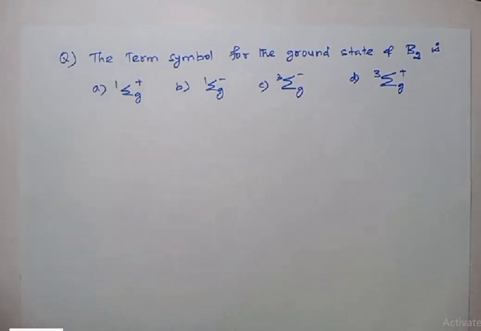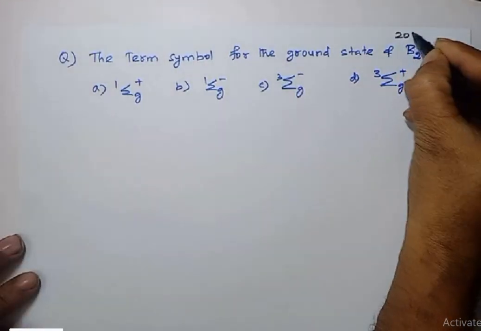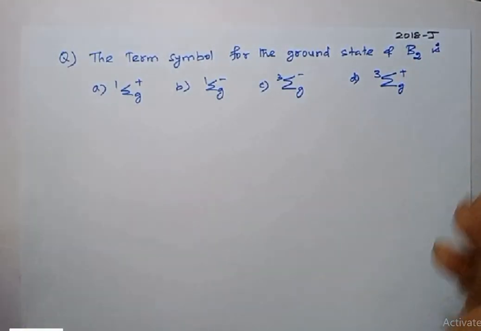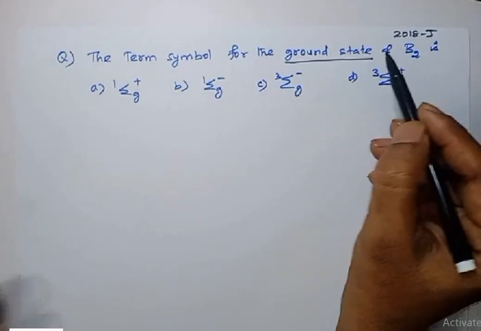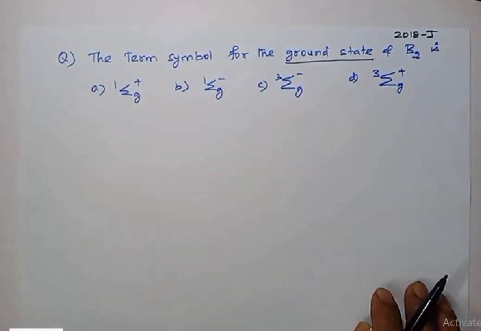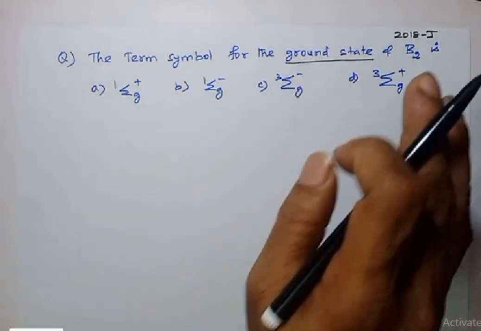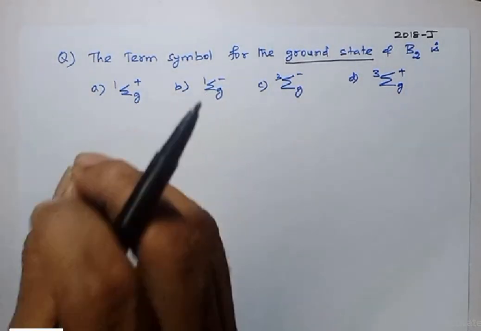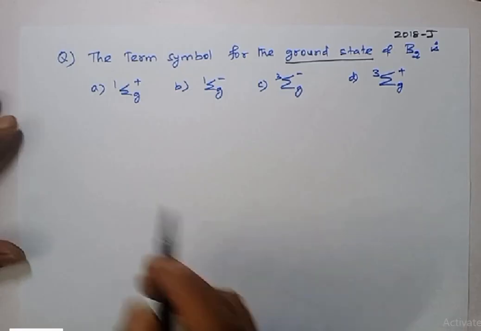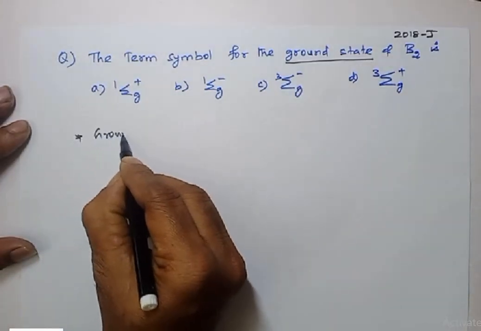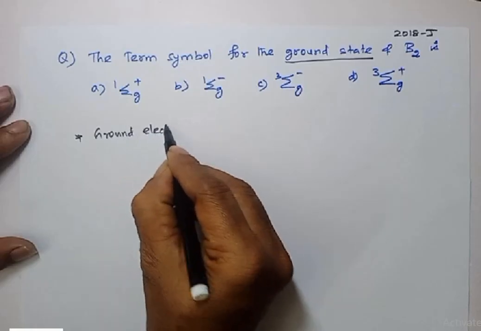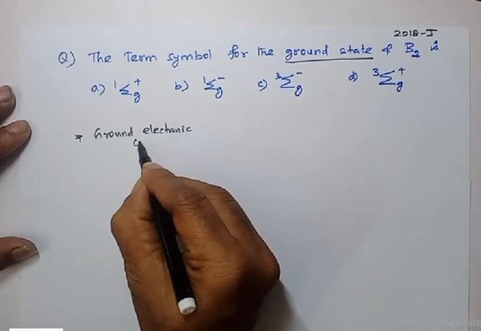This question appeared in the June 2018 CSIR JRF NET examination. We need to find the ground state term symbol. They are asking for the ground state term symbol for the B2 molecule. So what to do? First write the ground electronic configuration. So the first step is to write the ground electronic configuration.